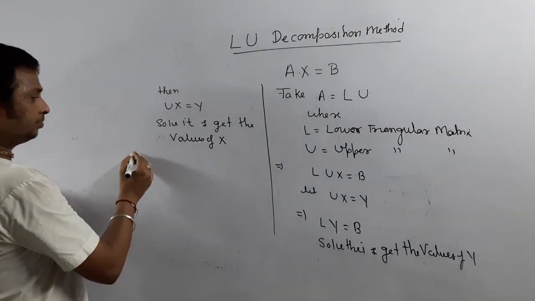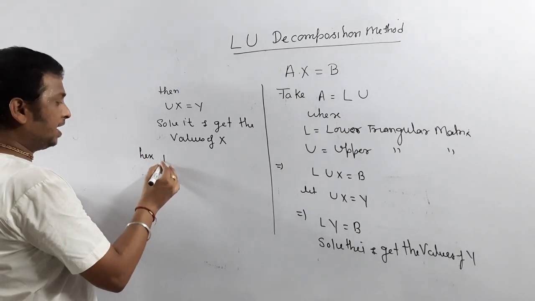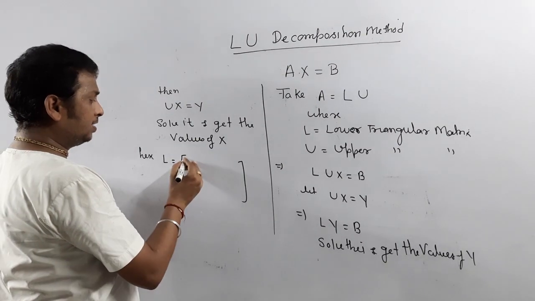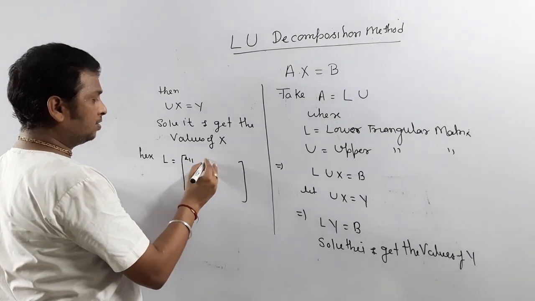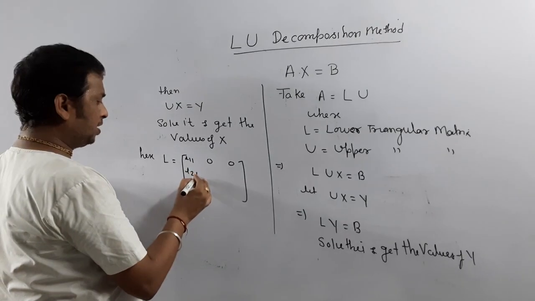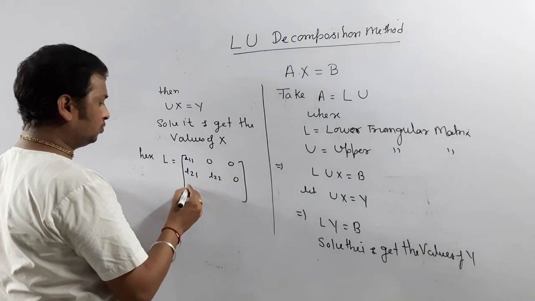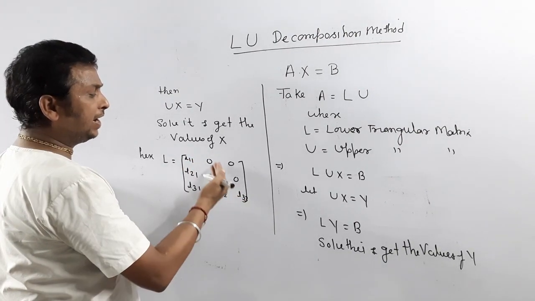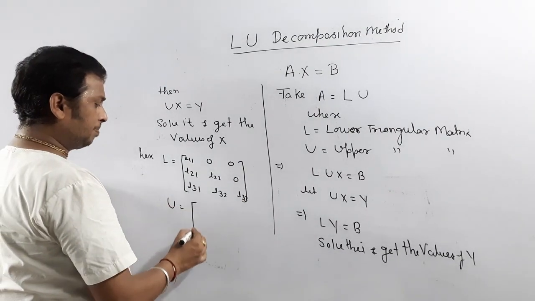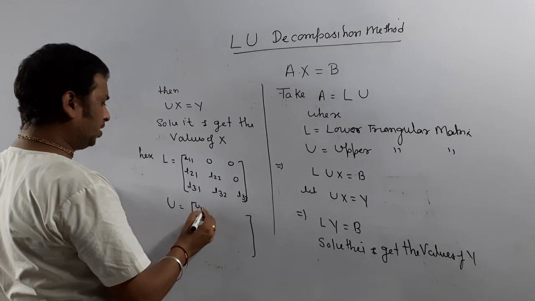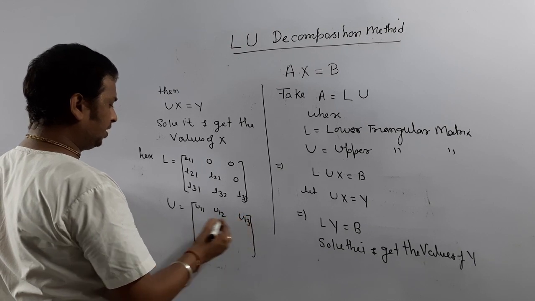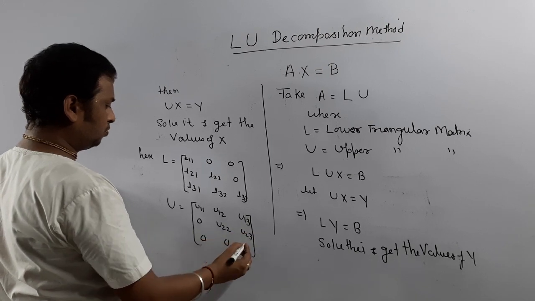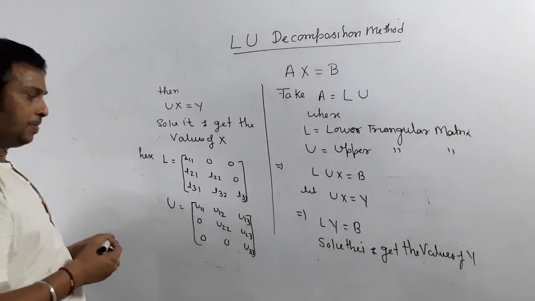What is L? Here L represents the lower triangular matrix. The lower triangular matrix is L11, 0, 0, L21, L22, 0, L31, L32, L33. Above the main diagonal the elements are 0. And what is U? The upper triangular matrix. Upper triangular matrix means U11, U12, U13, 0, U22, U23, 0, 0, U33.